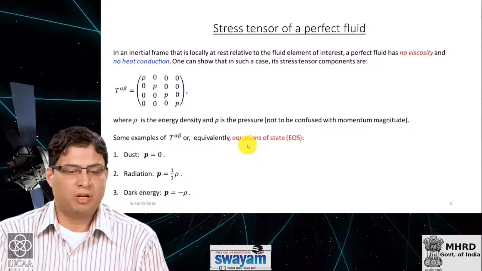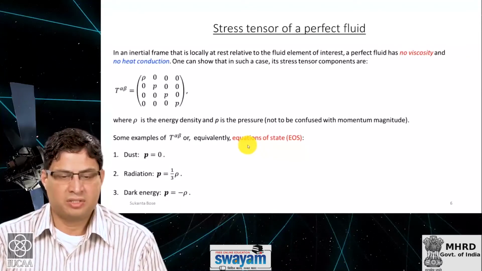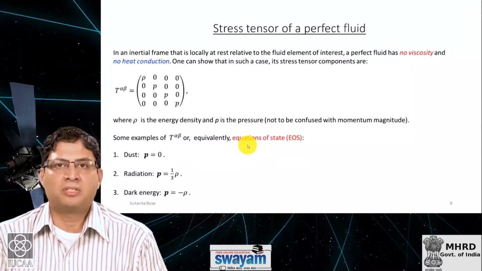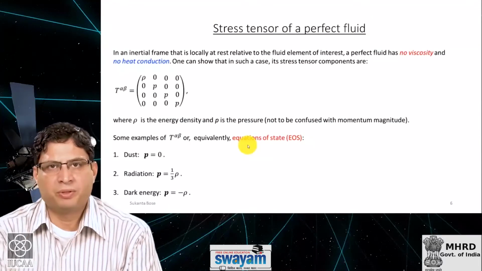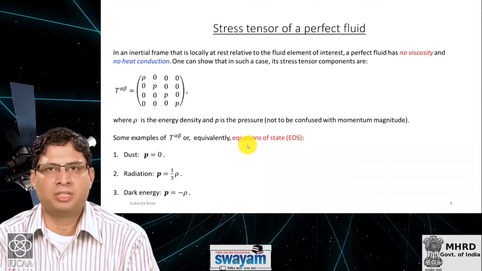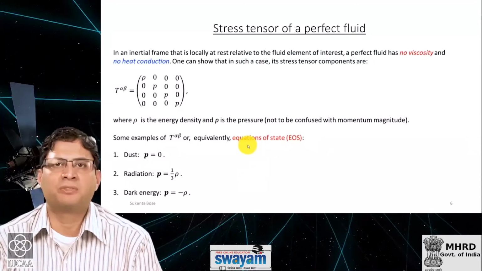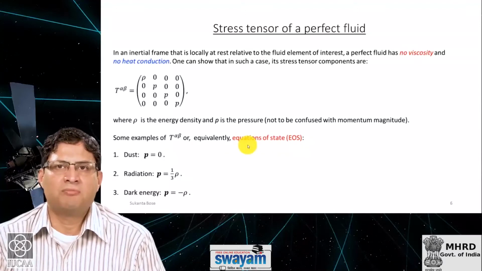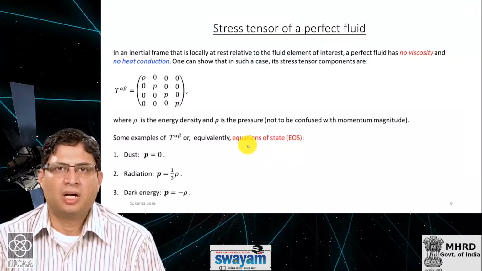So, moving on with some more description of stress tensors, let us consider the example of a perfect fluid. The way we define a perfect fluid is that in an inertial frame that is locally at rest relative to the fluid element of interest, which is maybe some small piece of this fluid distribution, a perfect fluid is one that has no viscosity and no heat conduction across any of the surfaces of that fluid element.